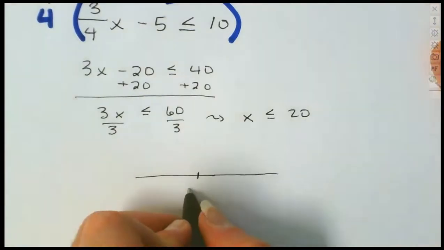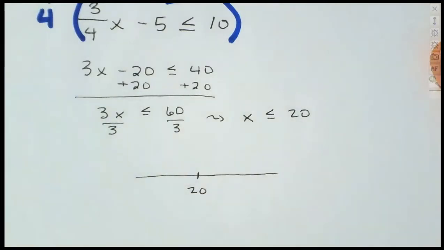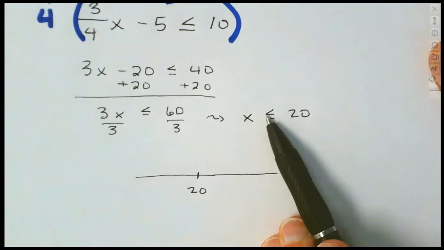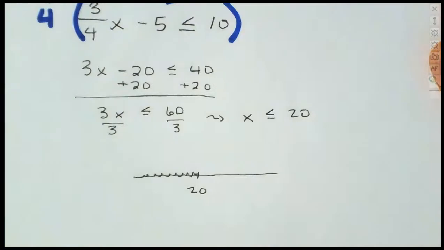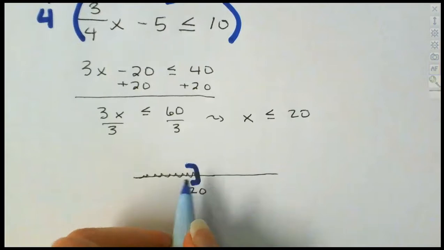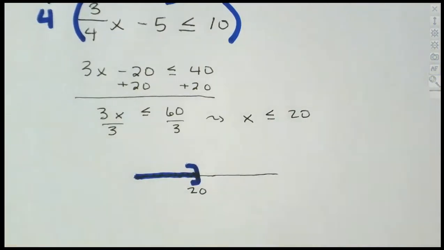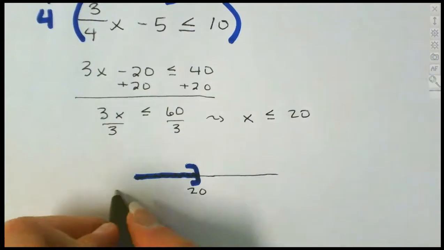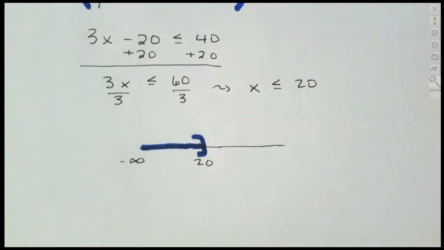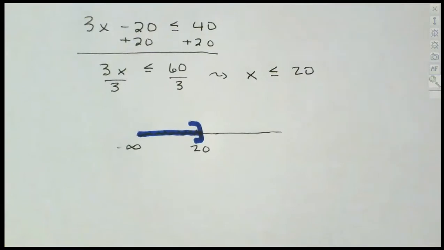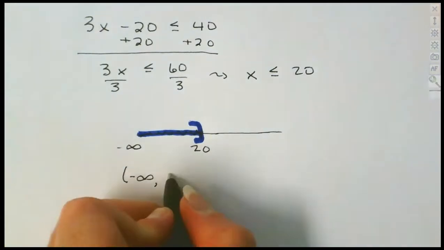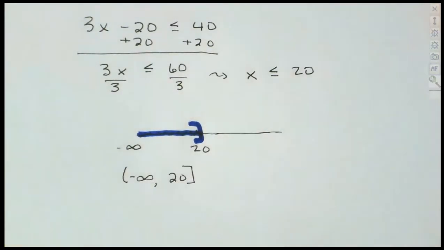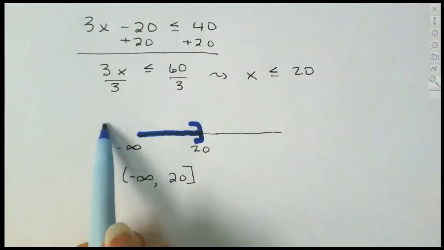So here's our 20. Our x is on the left. Okay, which way is it pointing? It's pointing to the left, so we're going to have to shade back to the left. It's less than or equal to, so it gets a square bracket. And where does it go to? It goes to -infinity. It goes to the left, it goes to -infinity. And that is then -infinity with parentheses to 20 with square brackets. And this would be your answer.